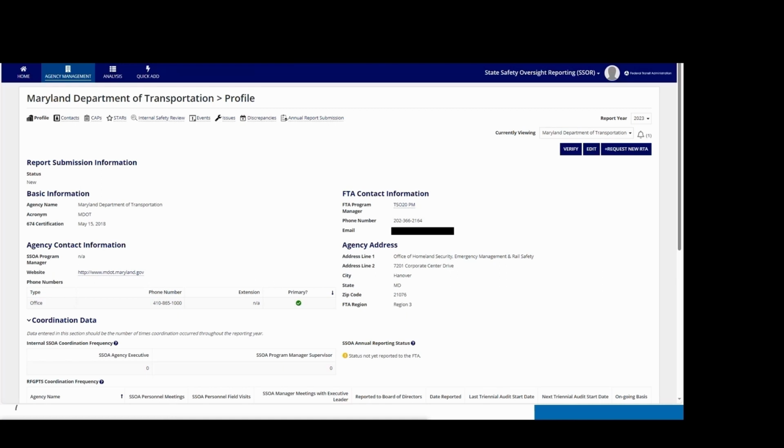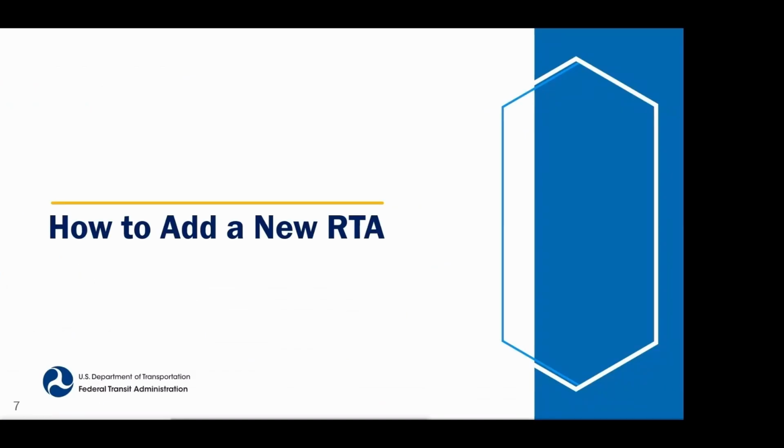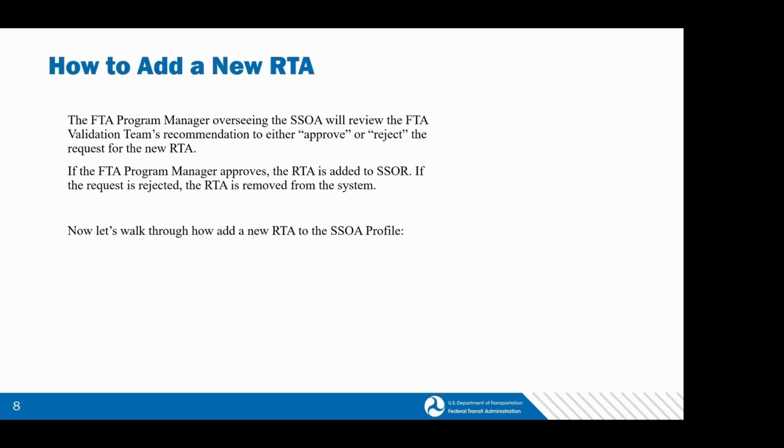In this next section, we will discuss how to add a new RTA. The FTA Program Manager, overseeing the SSOA, will review the FTA validation team's recommendation to either approve or reject the request for the new RTA. If the FTA Program Manager approves, the RTA is added to the SSOR. If the request is rejected, the RTA is removed from the system. Now, let's walk through how to add a new RTA to the SSOA profile.